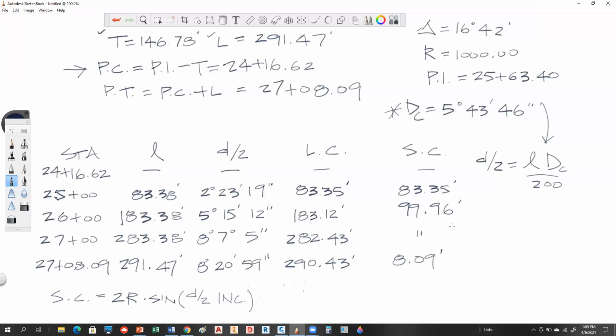So there's how you do your layout. And it's really simple. Basically we're going from the PC to the PT, but we could go from PT to PC. We would just start here and work backwards. These angles would have to be recalculated, and so would the chords, but very simple process. Are you guys seeing how that works now? Everybody get that?